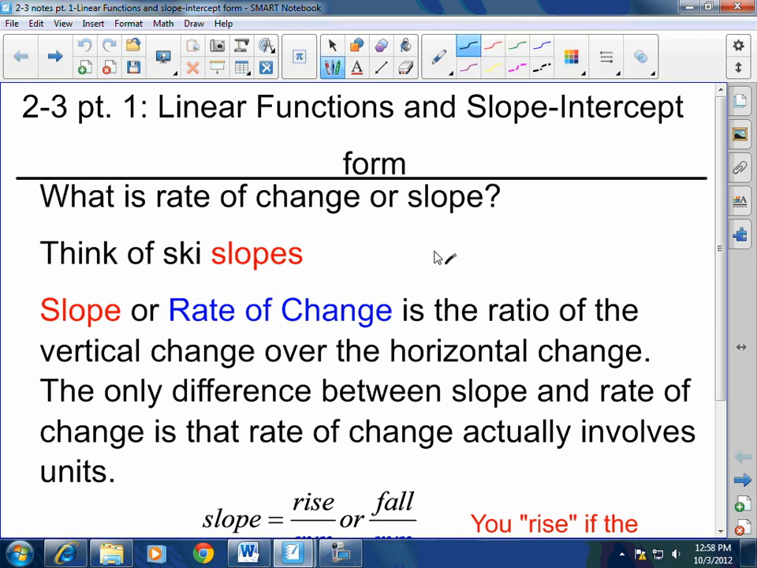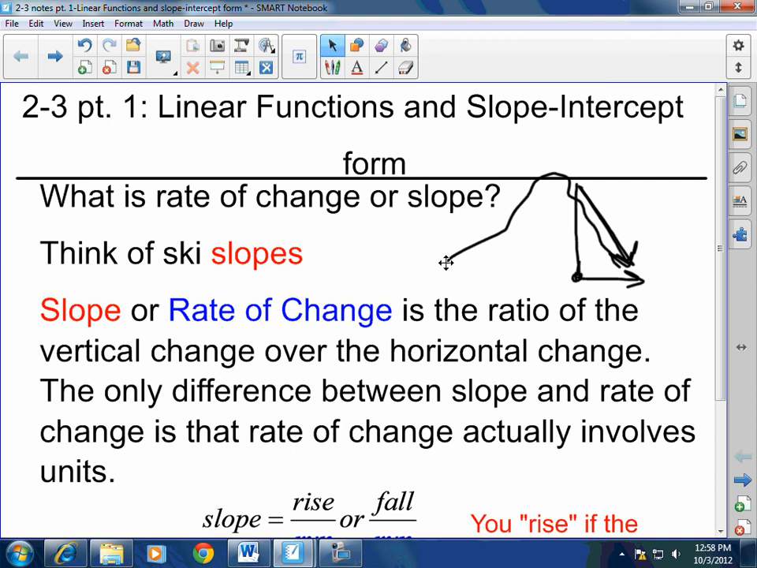Because if you're here and here's the mountain, and you start going down, you really started here horizontally, correct? And you went horizontal and you went down, correct? A vertical, correct? So that vertical change over a horizontal change, that is your slope. Slope, or rate of change, is the ratio of the vertical change over the horizontal change. The only difference between slope and rate of change is that rate of change actually involves units.